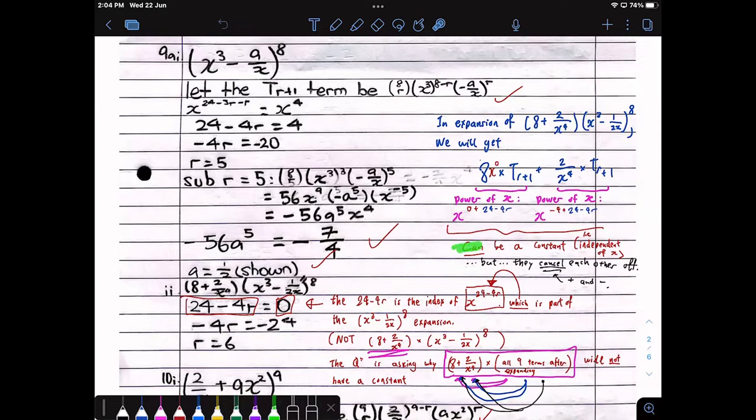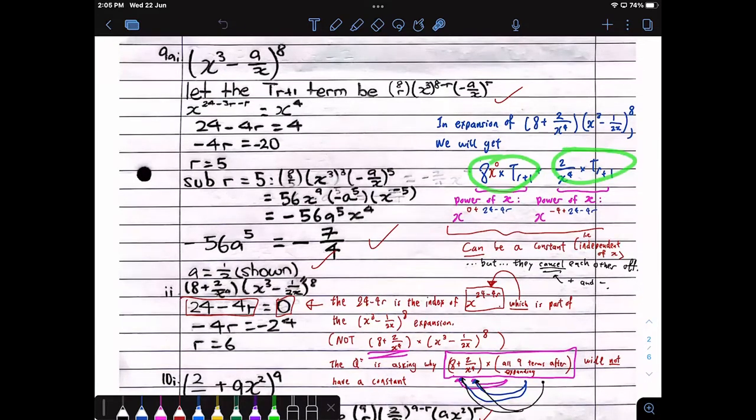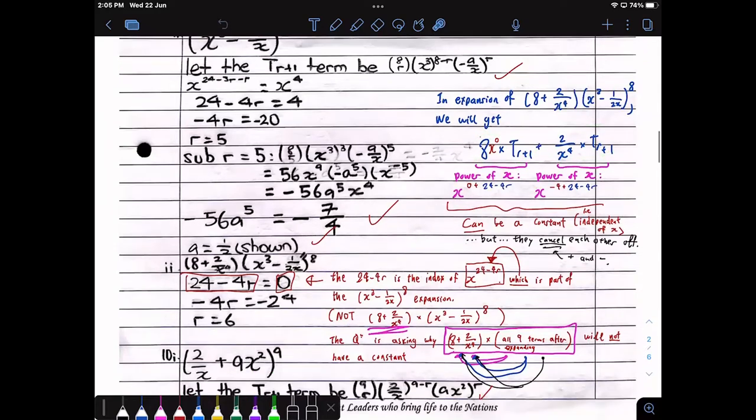What did I mention here? Oh, it can be a constant, but they will cancel each other off. Do you know what this means? Oh, so you're saying that if I went to find the term for x power 0, then one will be positive, the other will be negative, but in the end, it will just equal to 0. Exactly. Yes, that's it. You can go and work it out. What are the two positive and negative terms? Can I work it out for you?